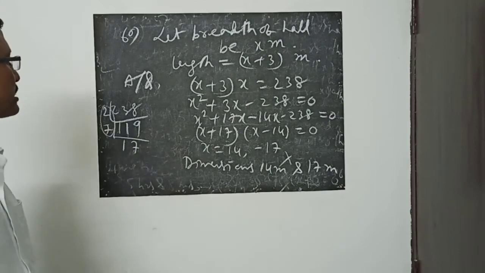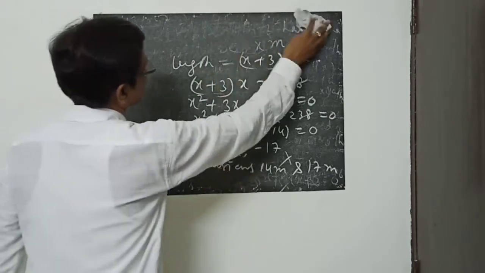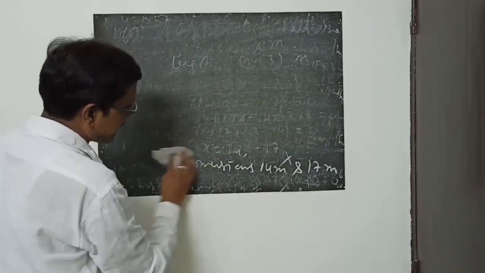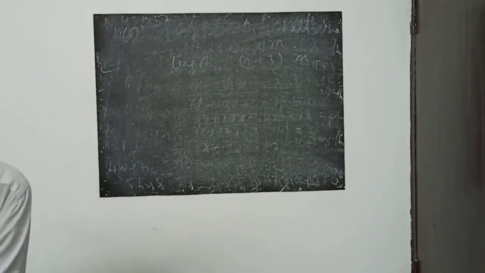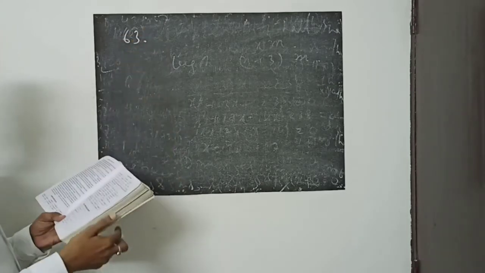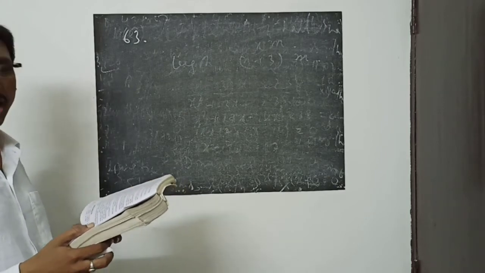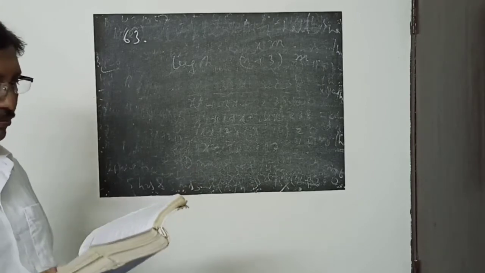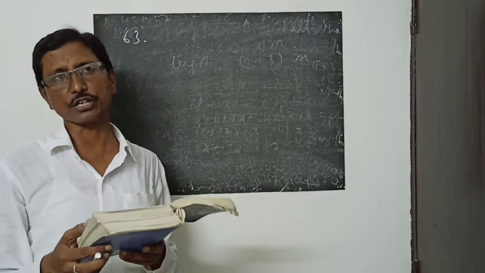That is question number 63, we will see. Read the question carefully, then you can get it. Read the question again and again, so you will get the relation or the conditions. See this question, question number 63. The sum of the areas of two squares. You are having two squares. The sum of their areas is given as 640 square meters, and the difference of their perimeters is 64 meters.